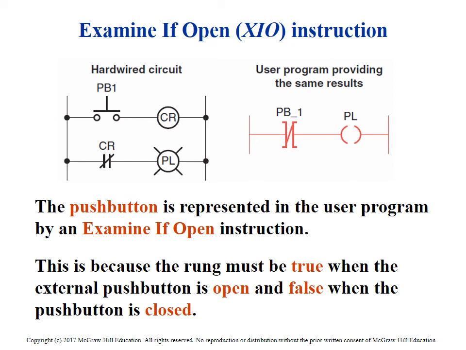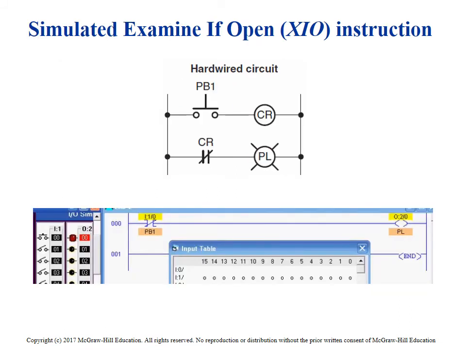So notice how PB2 is on unless you press the button. Examine if open instruction. Here we are. We're looking at a push button again, or a relay. This push button closes. This turns this relay on, turns the light off, so it operates opposite of what you'd think. So let's take a look at what the simulation does here. So when you press the button, the output turns off.